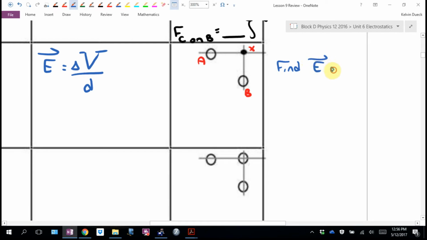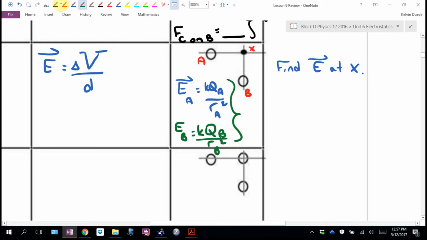the electric field at location X, an electric field is found at a location, how would I do that? Sarah, I would find the electric field from charge A by using KQ over R², KQA over RA². I would get a magnitude and a direction. I would find the electric field from charge B, which would be KQB over RB². And then I would take these two and I would add vectorially.